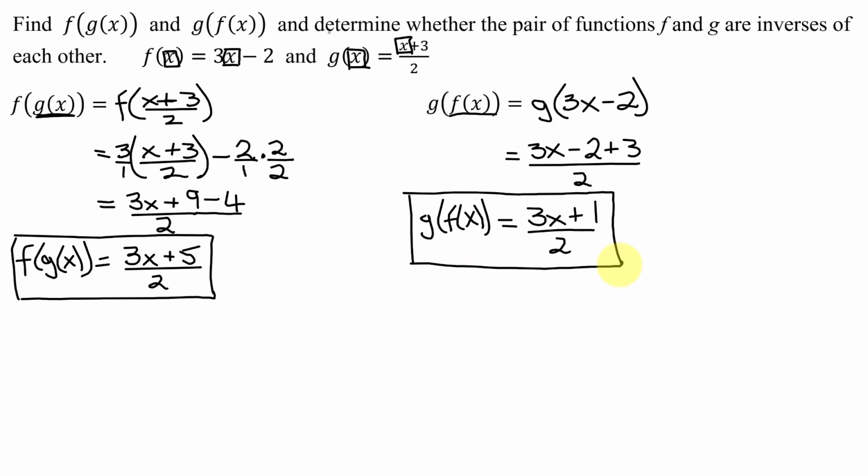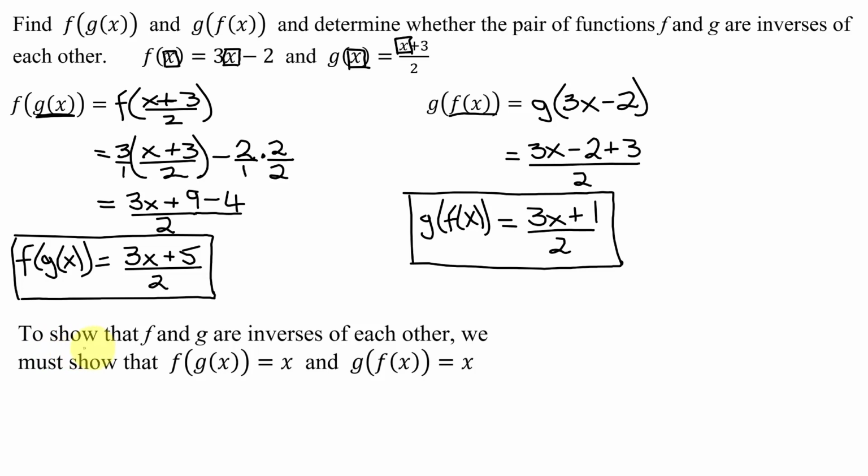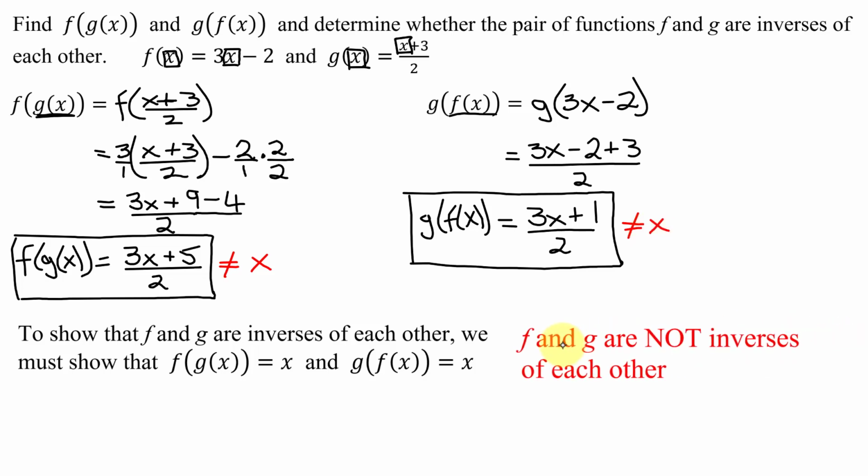In the last part of the problem, we need to determine whether f and g are inverses of each other. And the way we do that is to show that f and g are inverses of each other, we must show that f of g of x equals x and g of f of x equals x. Well, in this case, f of g of x definitely did not equal x, and neither did g of f of x. Therefore, in this problem, we know that f and g are not inverses of each other.